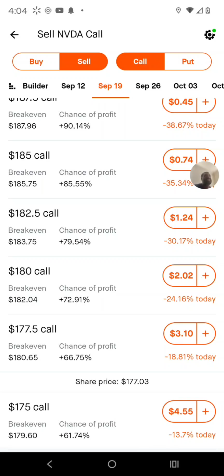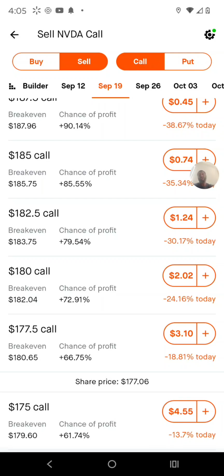Not ruined, it's done. The goal of the LEAP option is to collect premium, right? But also get the increase in value of your call option. That's the main thing. Getting the increased value of the call option is the number one way you're going to make money. And the side hustle is the rental income.